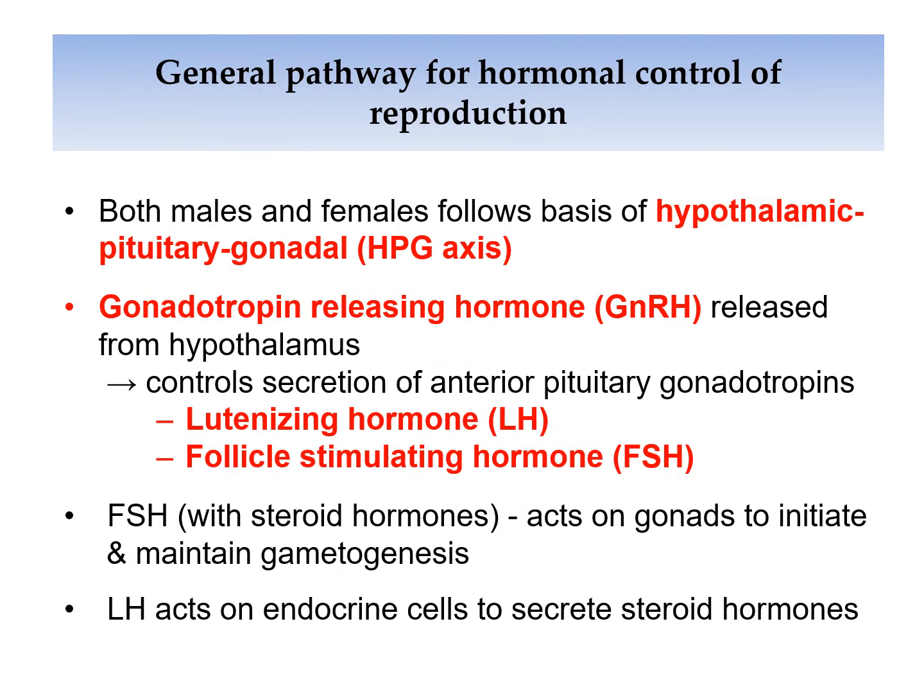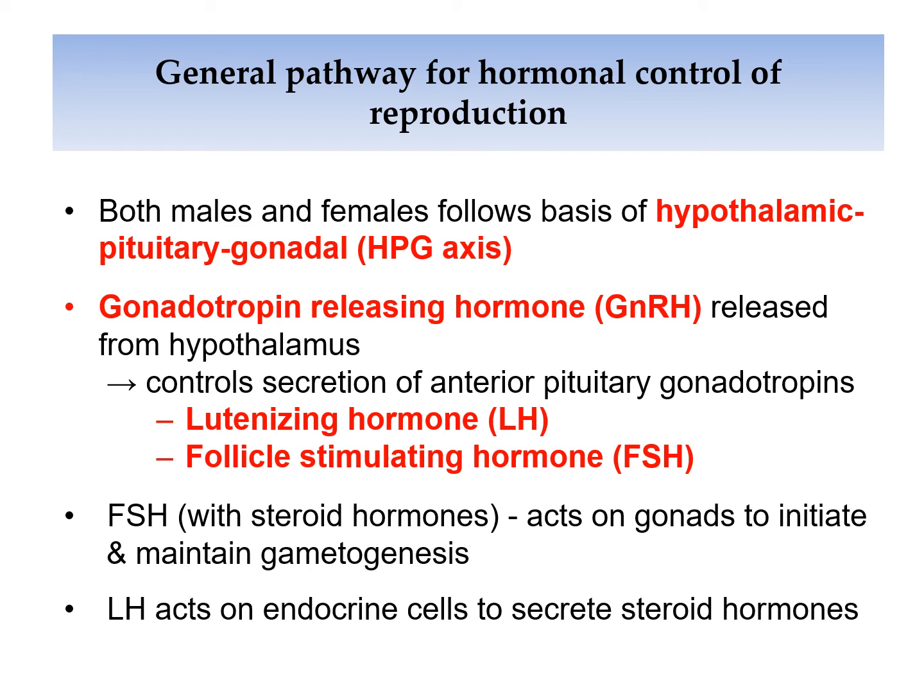The control of both males' and females' hormonal production in the testes and the ovaries is on the basis of a hypothalamic pituitary gonadal axis, the HPG axis. Which means something that's secreted by the hypothalamus controls the pituitary gland, and the pituitary gland secretion controls the secretion of the gonads. But luckily the nomenclature for many of these hormones is very, very consistent.